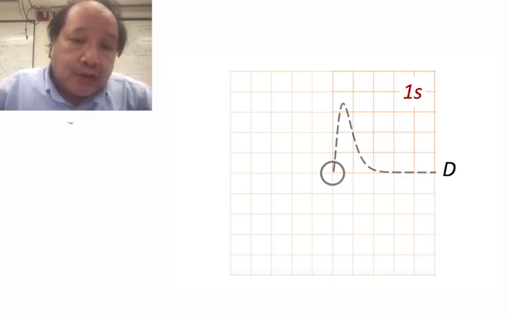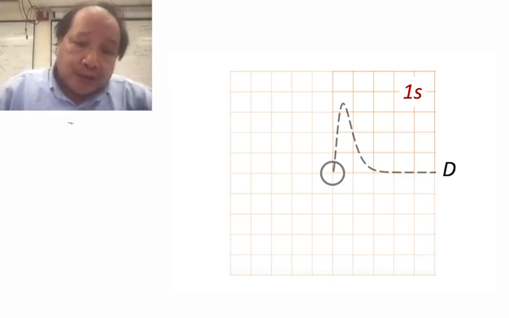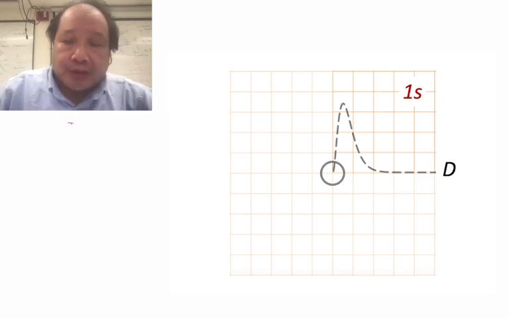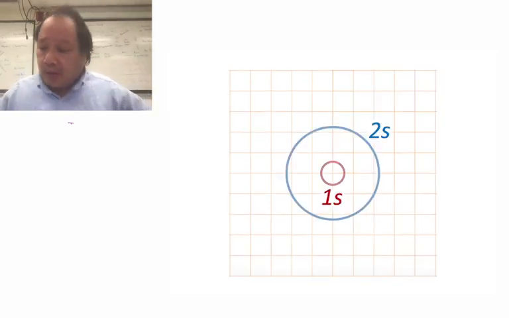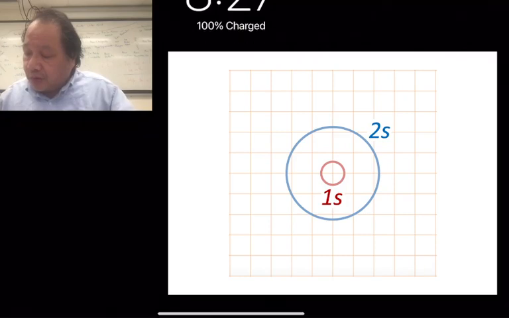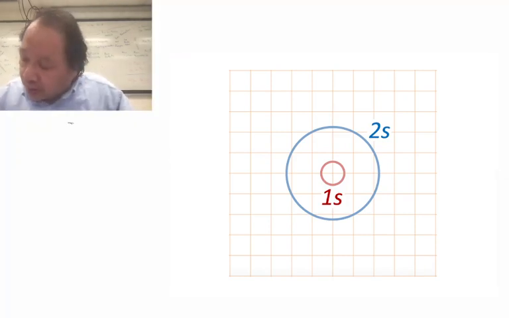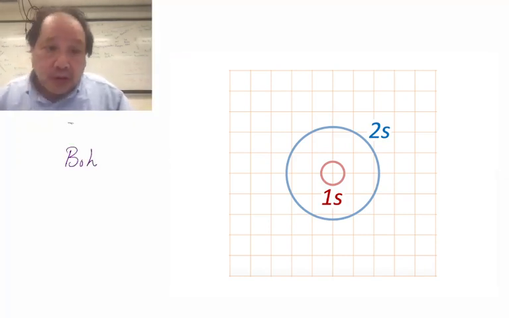If we were just to look at the two rings, we would get this picture right here for the 1s and 2s, and I'll put them together. And this is a picture we've seen before. This is the Bohr spatial diagram.